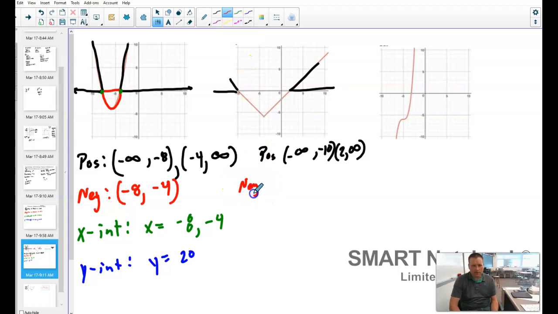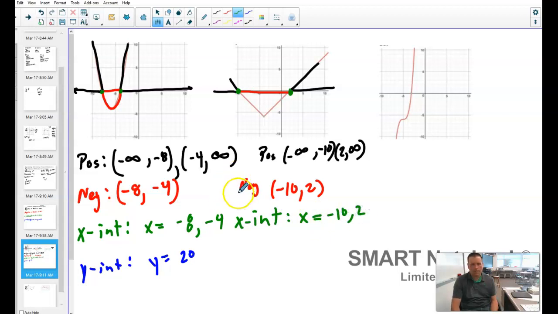My negative I've got here, which should just be this middle section again. So that's going to be from negative 10 to 2. My x-intercept, I have two of them. They are here at -10 and at 2. So how I communicate that is I just go x equals -10, comma 2.